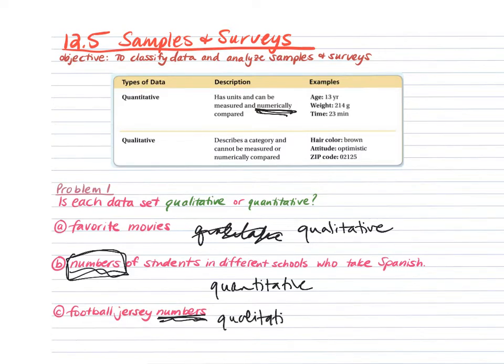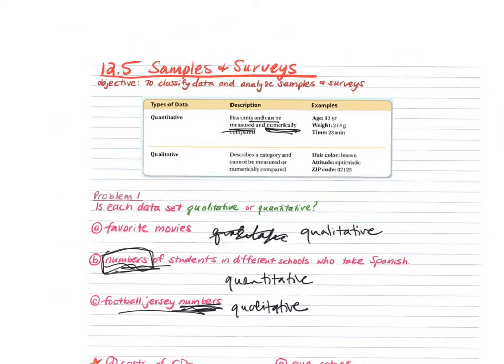I'm glad that they had this example so we can talk about the difference between them, right? Even though it's numerical data, it's not a measurement. So the units that can be measured, right? A football jersey number is not something you can measure. Numbers of students in different schools who take Spanish can be measured. All right, hopefully that's clear.